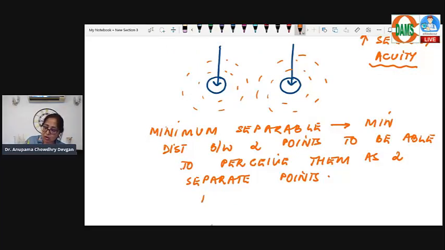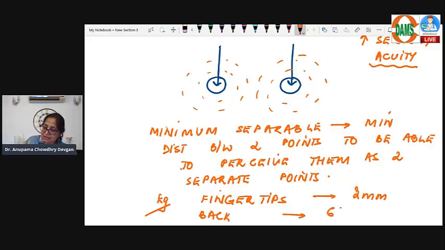This is on the fingertips. Minimum separable on the fingertips is as little as 2 millimeters. On the back, the minimum separable is 65 millimeters. That means on the back, if I excite two points which are a distance of, let's say, 50 millimeters apart, you perceive those two points as one point. To be able to perceive them as two separate points, the distance between two pinpoint stimuli on the back has to be at least 65 millimeters. That is what is meant by minimum separable.